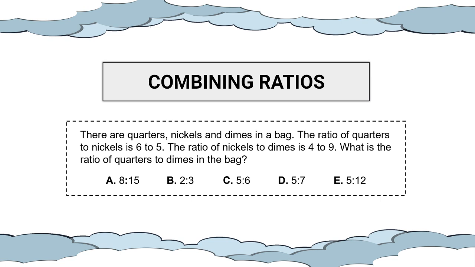So there are quarters, nickels, and dimes in a bag. The ratio of quarters to nickels is 6:5, and the ratio of nickels to dimes is 4:9. What is the ratio of quarters to dimes in the bag? And so at this point, you can either stop the video and try to solve the problem on your own, or you can keep going with the video and we'll get right to the solution.